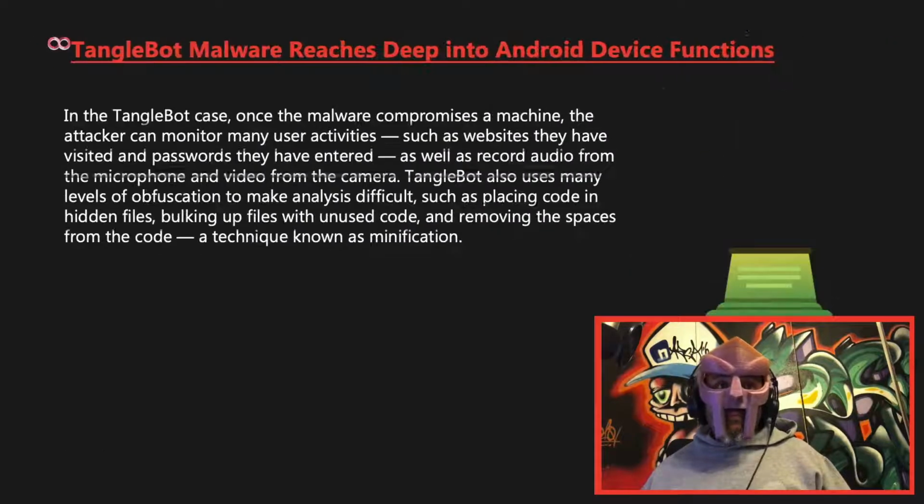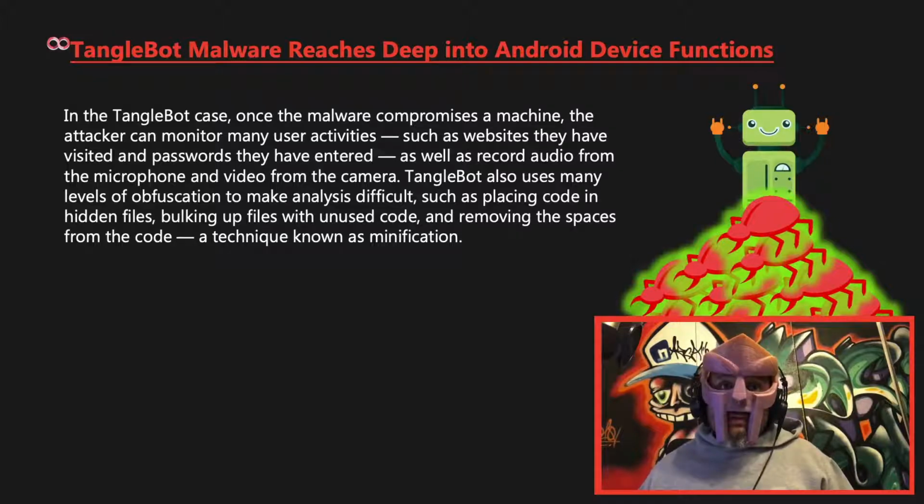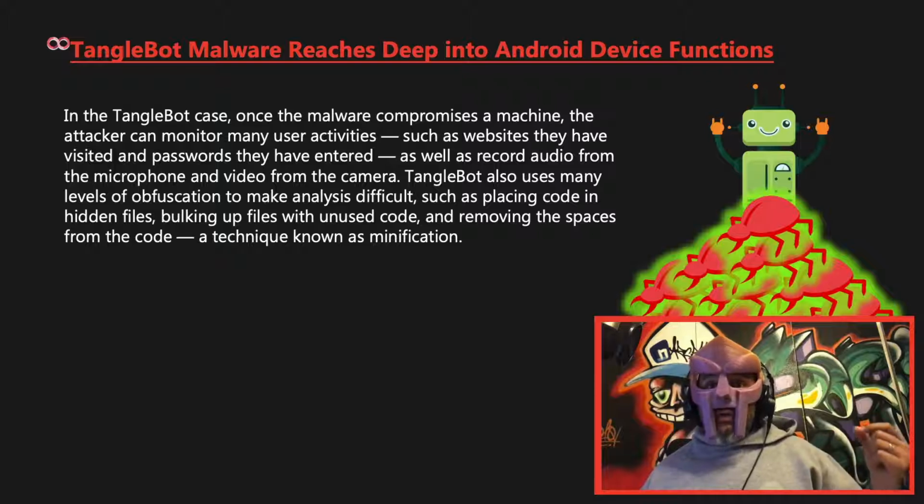In the TangleBot case, once the malware compromises a machine or a phone, the attacker can monitor many user activities, such as websites they have visited and passwords they have entered, as well as record audio from the microphone and video from the camera. You could have your phone in your pocket and it's recording your audio and video, or you could have it out there taking a selfie and it's recording that and sending it to the attacker.